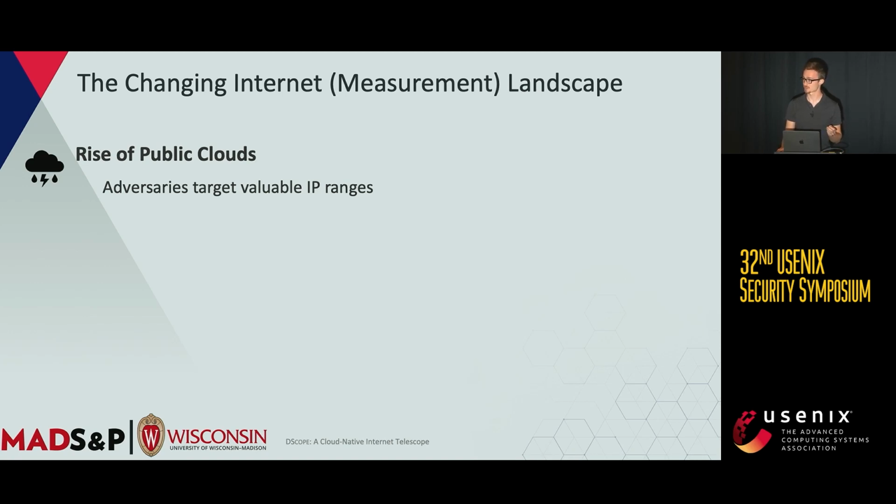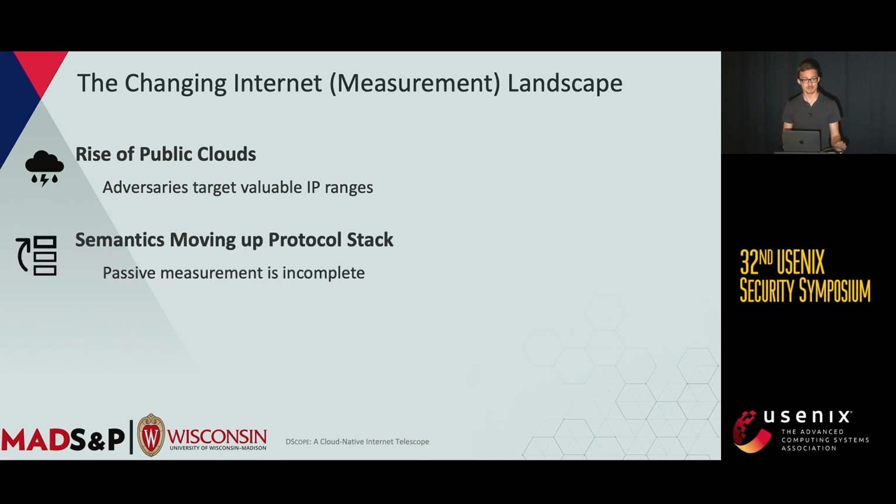The first is the rise of public clouds. As high-value and vulnerable services consolidate on public cloud IP address ranges, adversaries can target these address ranges to see vulnerable services. The second is that the semantics of protocols and adversarial behavior are moving up the stack.